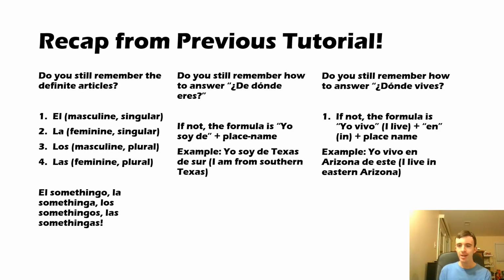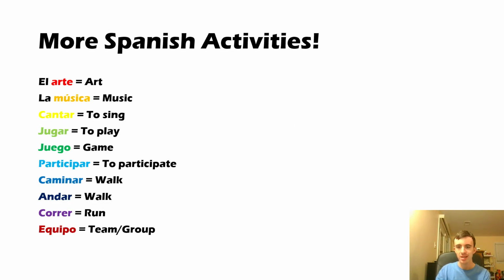And then ¿dónde vives? means where do you live? And obviously this is interpreted to mean where a person lives at the moment. So you'd answer by saying yo vivo, meaning I live, then adding en to mean in, then adding in a place name like Arizona de Este, meaning I live currently in eastern Arizona. So hopefully we've got all that down. Let's move into today's unit.